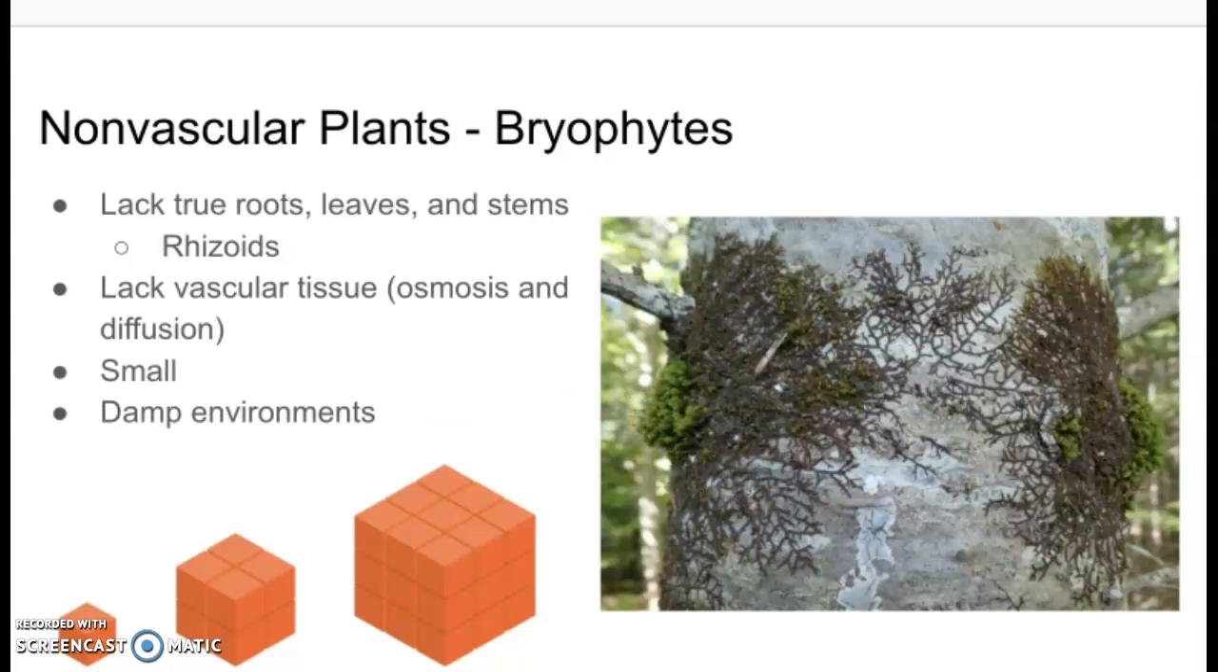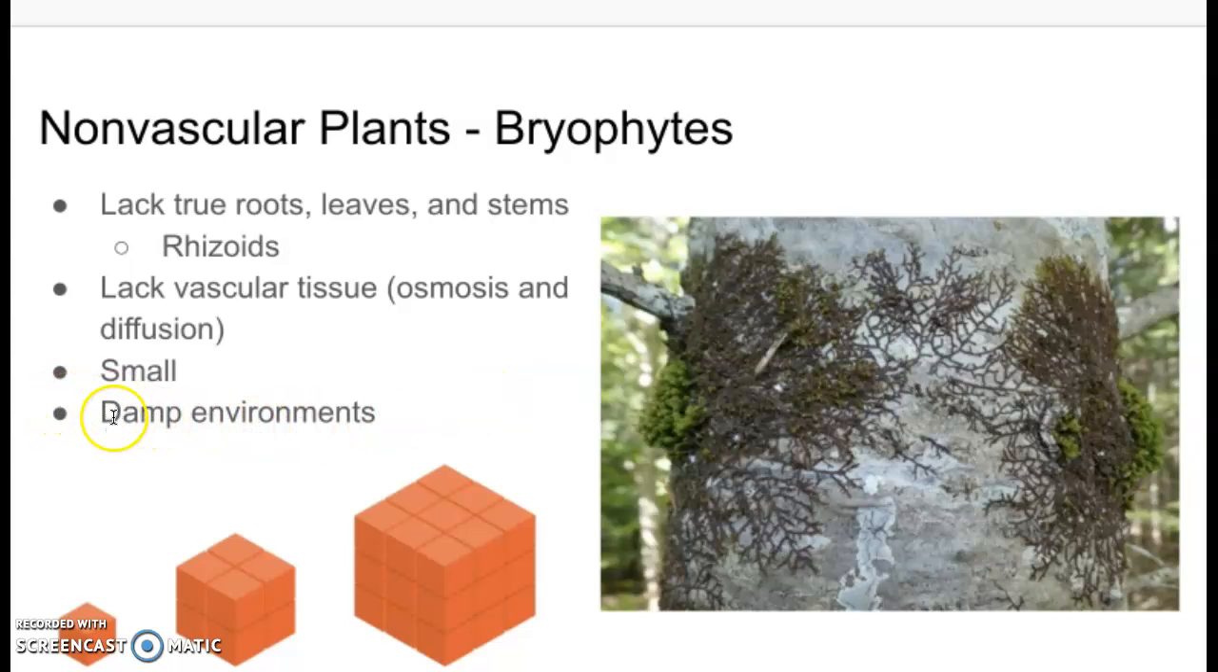Okay, as we said, they don't have vascular tissue, and so how do they move their materials around? Through osmosis and diffusion. Remember that osmosis and diffusion is when particles move from high to low concentration. So where there's high water in the environment, high moisture, and there's low moisture here, then the water is going to move in. So that is osmosis.